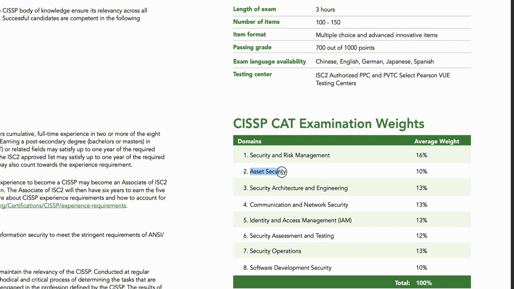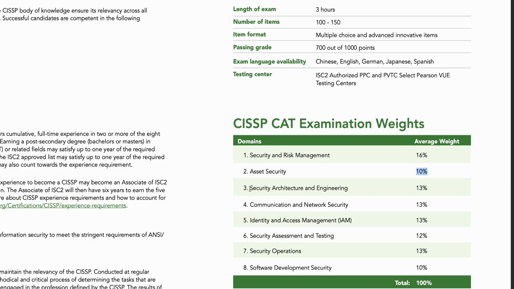Second module is asset security. So in an organization, asset doesn't mean hardware only or software only. Everything, even people, is an asset. Even a piece of data is an asset. Everything that has a value is an asset for the organization. Everything the organization keeps with them is an asset. So how we are going to protect that asset, that is all about asset security. We need to protect the asset. That comprises 10% of total marks.